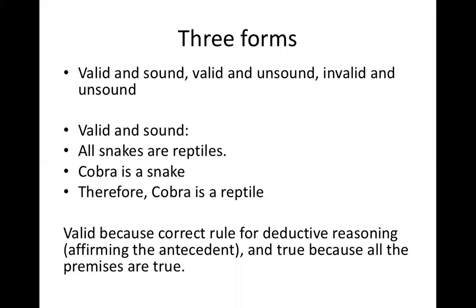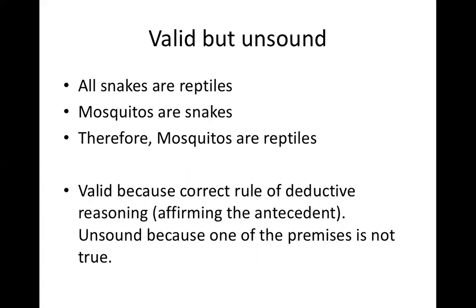That is true. So everything here is true. And cobra is a snake, that's affirming the antecedent. So it is an argument that affirms the antecedent. It is a valid modus ponens, and it is true. So it's a sound argument. So valid because it follows the correct rule for deductive reasoning, affirming the antecedent, and it is true because all the premises are true.